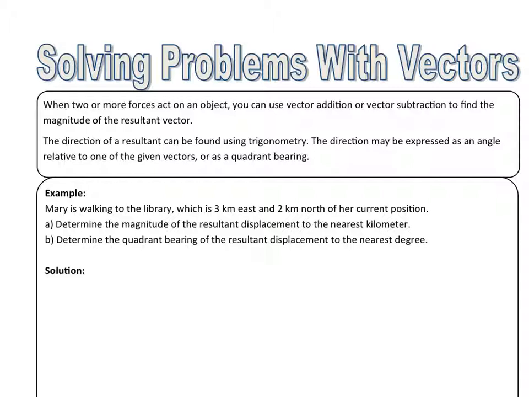Let's go through an example, and I'll show you how I would set these up, and we'll look at how we actually do the steps. So, for example, Mary is walking to the library. It is 3 kilometers east and 2 kilometers north of her current position. Determine the magnitude of the resultant displacement to the nearest kilometer, and determine the quadrant bearing of the resultant displacement to the nearest degree. So we're going to figure out what direction she actually has to go in to get to the library.